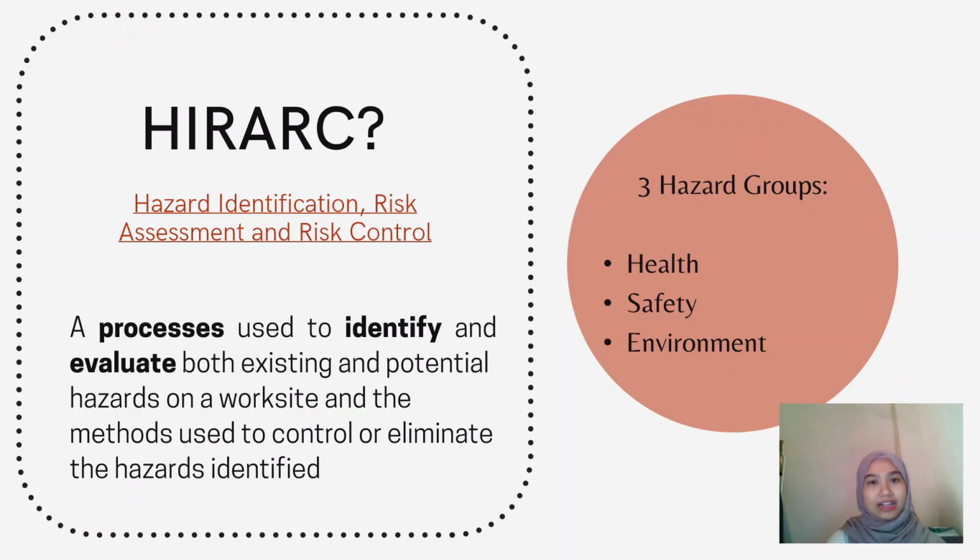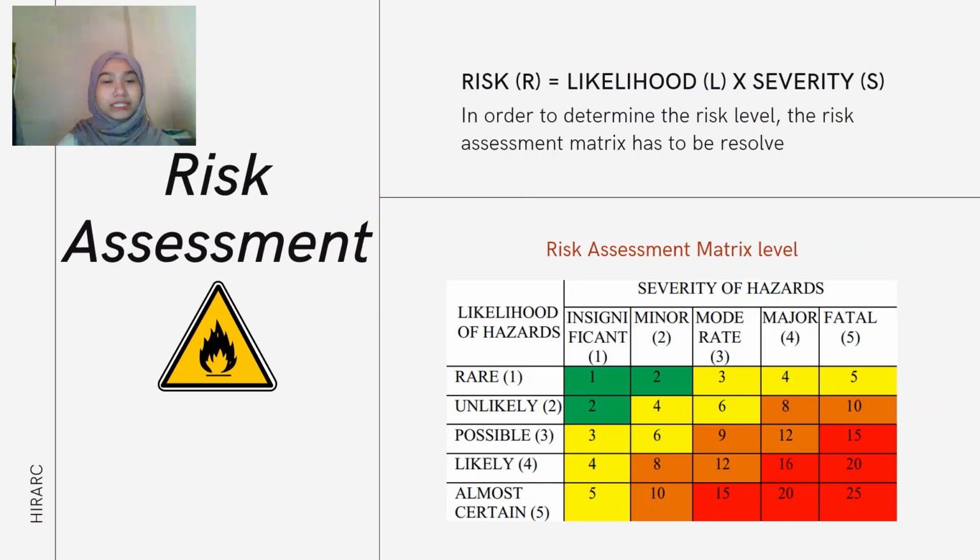First of all, what is HIRARC? HIRARC is hazard identification, risk assessment and risk control, which are the processes used to identify and evaluate both existing and potential hazards on a work site, and the methods used to control or eliminate the hazards identified. There are three main hazard identification groups, which are health, safety, and environment. Risk assessment: the calculation for risk is by multiplying the likelihood with the severity. In order to determine the risk level, the risk assessment matrix has to be resolved.